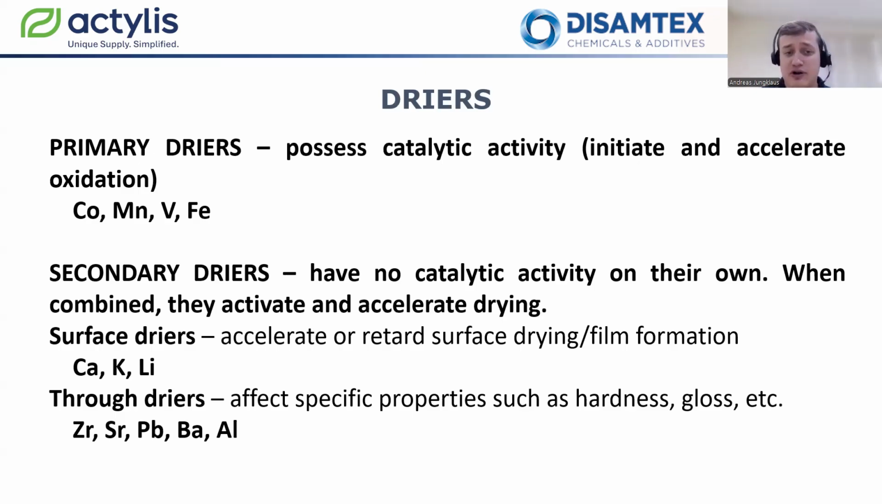And the secondary dryers, on the other hand, are helpers. They ensure balanced, complete drying, surface plus depth, and they affect the internal drying or through curing of the film. So a well-formulated paint needs the right balance of both. Too much or too little of either can lead to defects like poor hardness, wrinkling, and delayed drying.